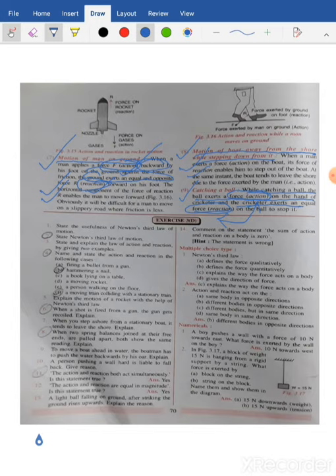Now your homework. I will be giving the notes or answers of question number 2 and question number 4, parts 1, 3 and A, B and C. Your homework will be to do 4D, 4E and 4F from your exercise number 3D. All right. So that's all for today. Thank you.